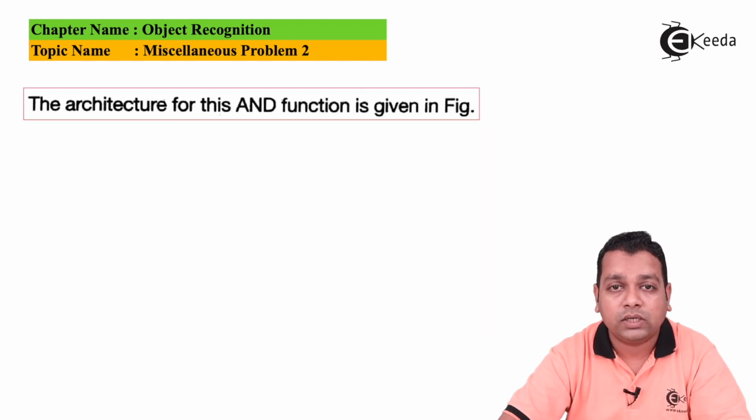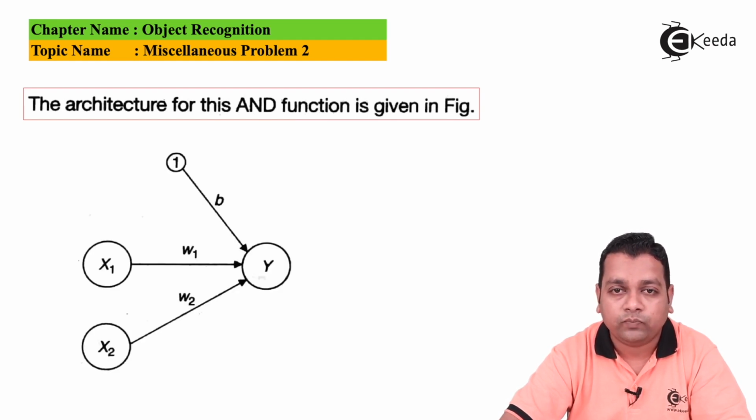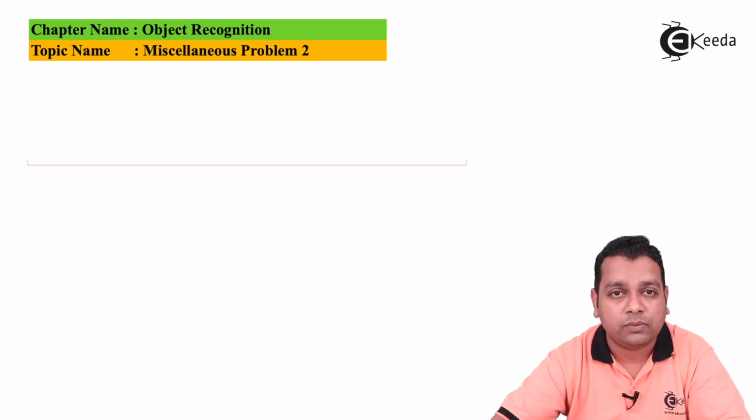Now the architecture for this AND function can be given with the help of the figure that we can see here. So x1 is provided along with w1, and x2 is also provided with the help of w2, to the capital Y as the outcome. Now we have 1 also going towards Y with the help of b here. Now we carry out step number 1.